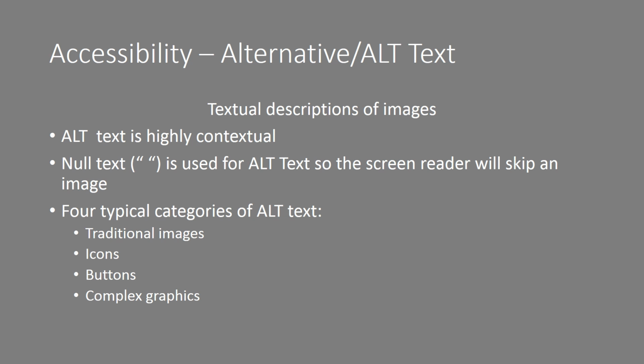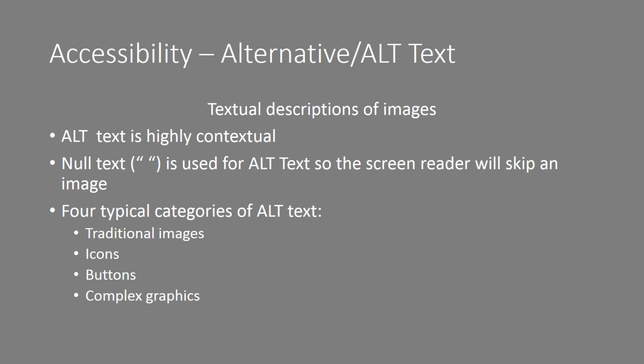Alternative text is another important aspect within accessibility, and probably the most well-known one. Really, alt text is a textual description of images, and you have to be careful about this because alt text is highly contextual. For example, null text can be used for alt text, so the screen reader will skip an image. This is particularly important when you have logos and icons, because a lot of times those are only used for decorative purposes. So you can skip those, because it's not important for the person using the screen reader to necessarily see those particular logos or icons if they're not important or contextual to the information they're trying to understand.